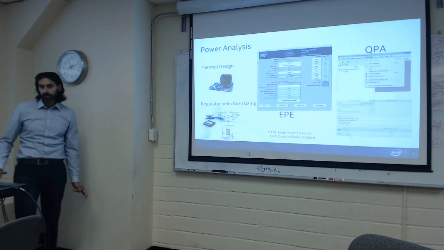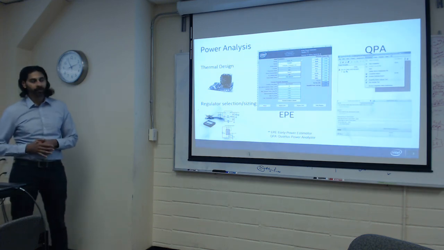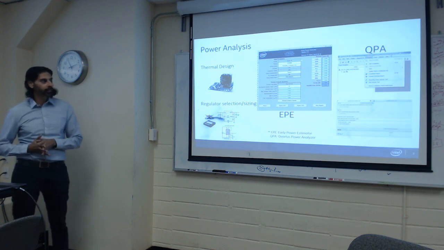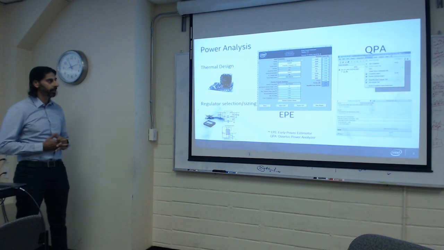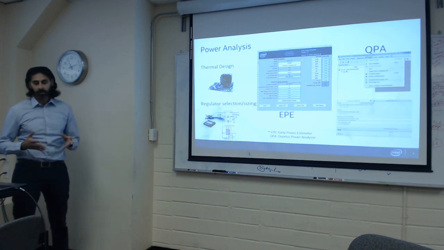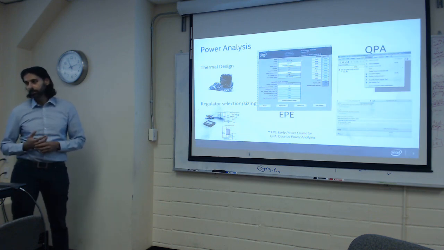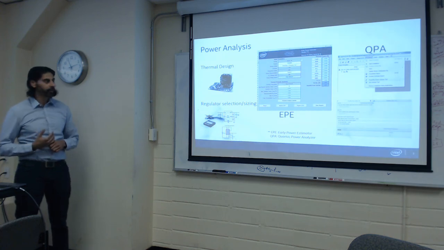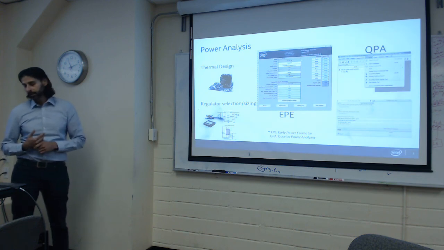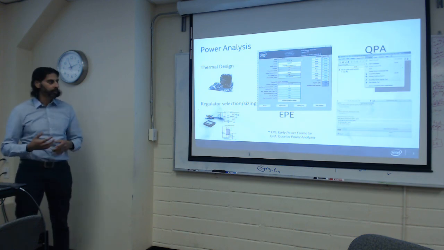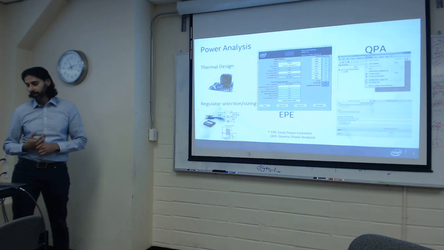So my team predominantly works on software tools for power analysis. There's two main tools that Intel offers. One's called Early Power Estimator. It's an Excel-based tool, allows you to estimate power for your design. And then there's a Quartus integrated power analyzer, Quartus QPA or Quartus Power Analyzer. And that actually looks at your RTL and your netlist and does more detailed analysis of power.